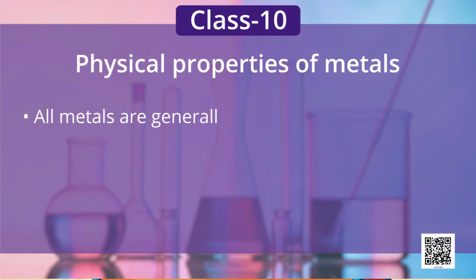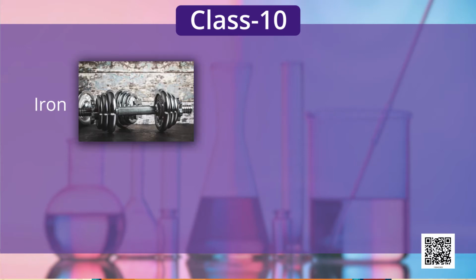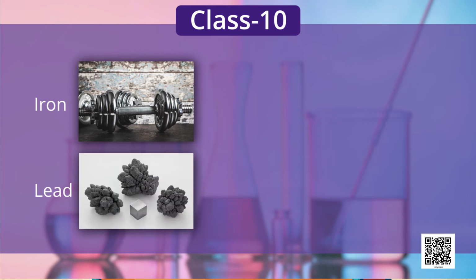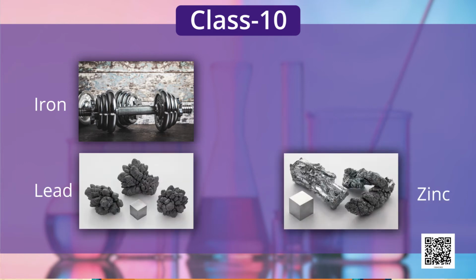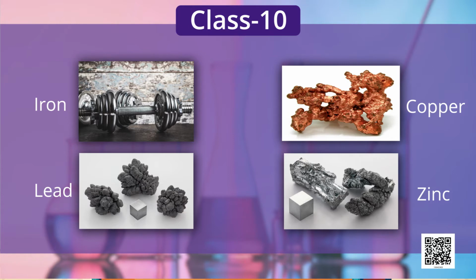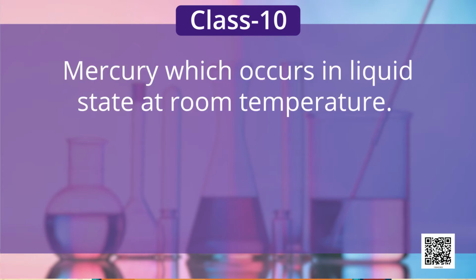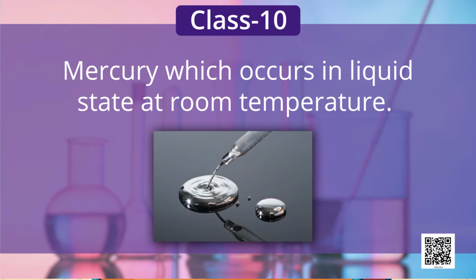So students, let's start with the physical properties of metals. All metals are generally solid at room temperature. For example, iron, lead, zinc, copper, etc. But there is one exception to it, that is mercury, which occurs in liquid state at room temperature.